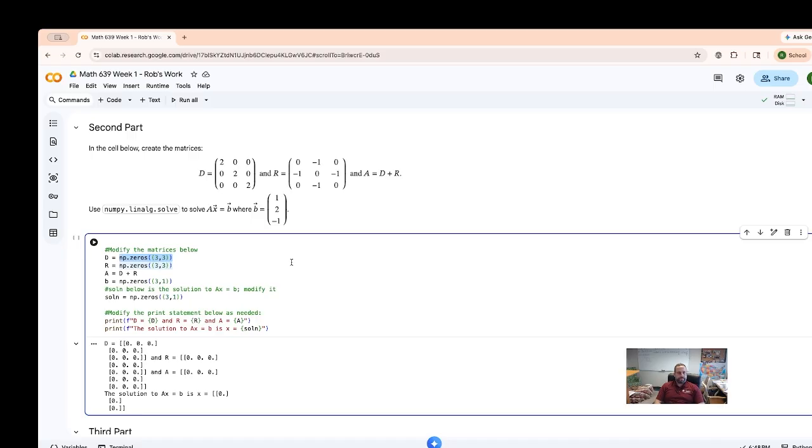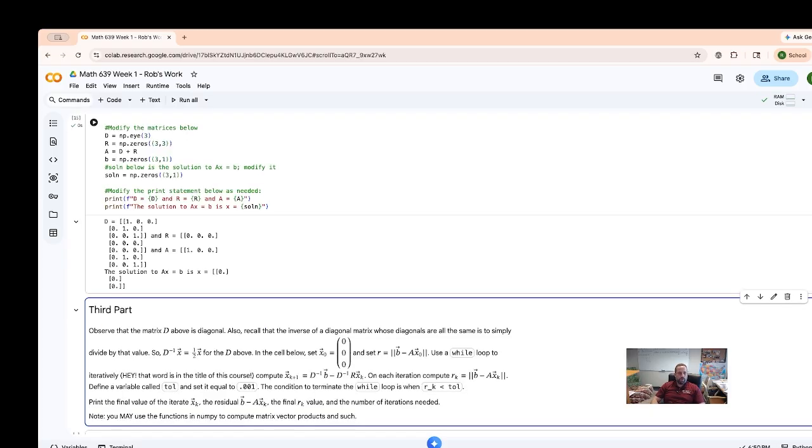In Python, there are a couple of ways that we can do this. I'm going to say D is equal to np.I(3), where I here means the identity. When I run this code, this D matrix is going to be the identity matrix.